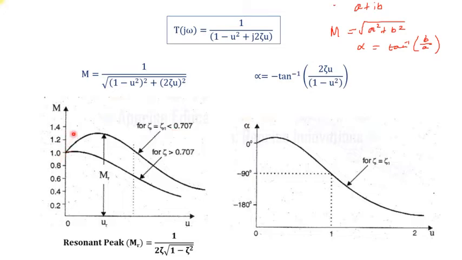Anyway, there are two curves. These two curves represent that if you set your damping ratio value less than 0.707, the system has some resonant peak; otherwise it does not have a resonant peak and keeps decreasing continuously. So this is the inference of this particular graph, and this is the phase plot.